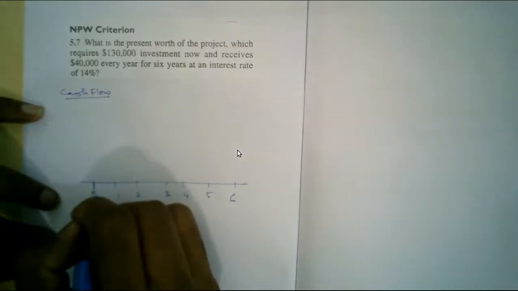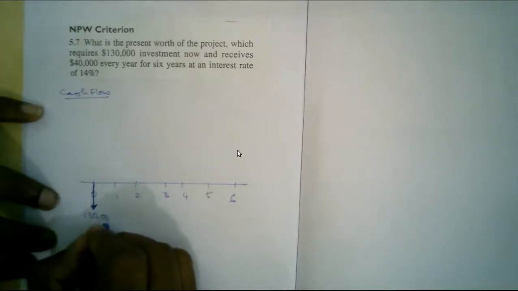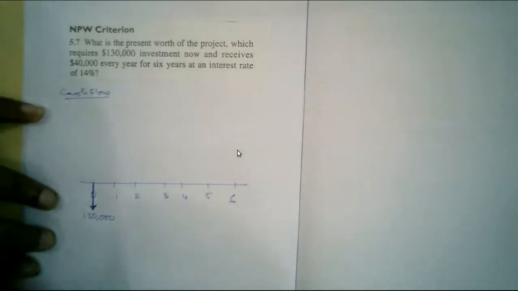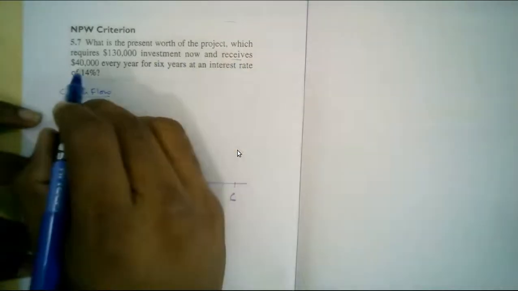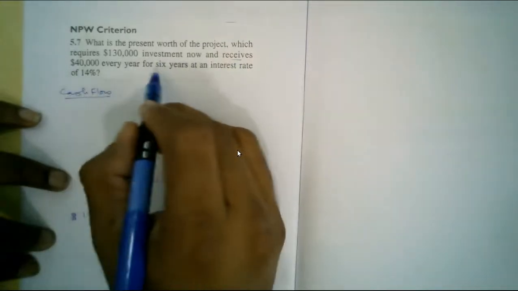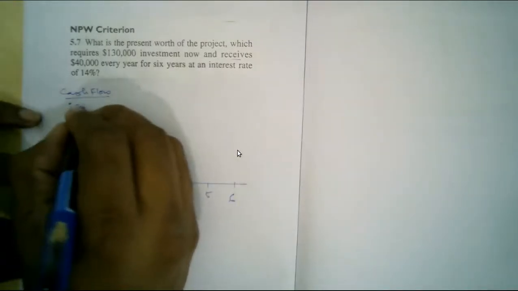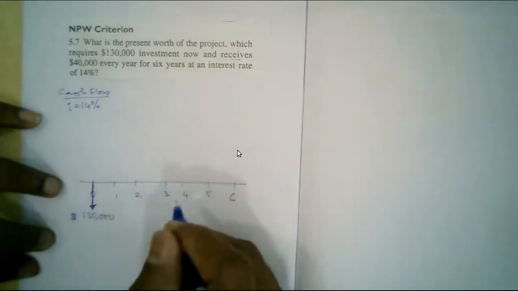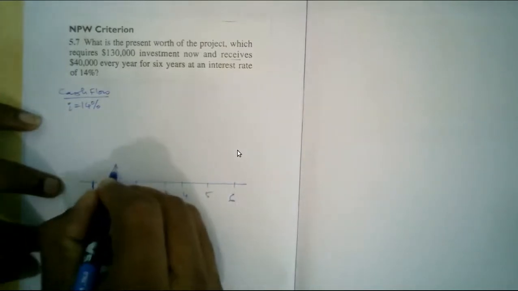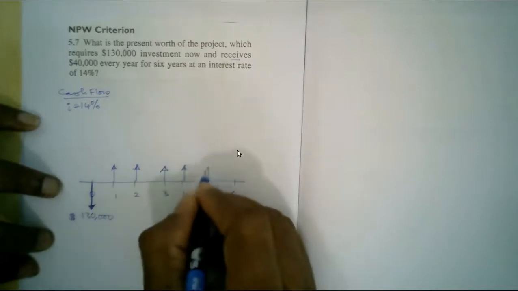Okay, so here this is the initial investment, $130,000. Then it receives 40,000 every year for 6 years at an interest rate of 14%. Okay, so here the interest rate is 14%, and it will give a revenue of 40,000 every year. So these are all 40,000.